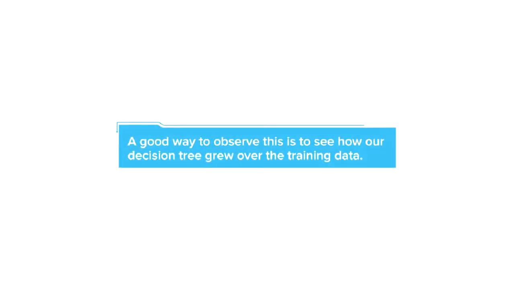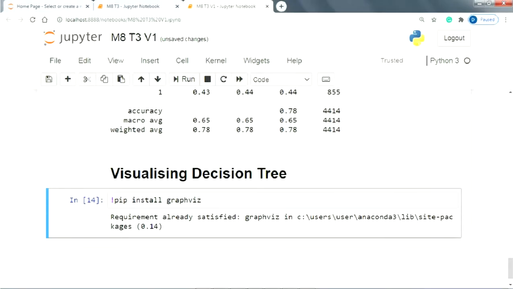A good way to observe this is to see how our decision tree grew over the training data. To visualize the tree, we will need to install a library called GraphViz. We can do this by simply using the pip command in the Jupyter notebook itself as shown on the screen. Note that you will require an internet connection to download and install this library.